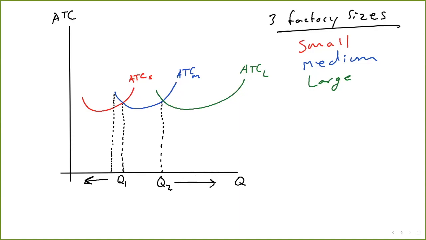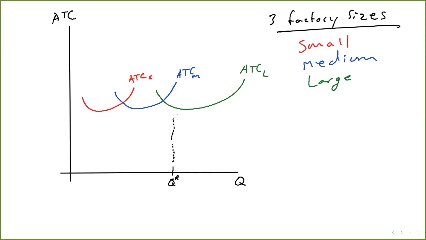And again, at this point, Q2, this says that if you're producing more than Q2, then the large factory is going to give you the lowest cost. So I want to make this clear. I'll explain it in a little bit of a different way. Let's say you're producing this much. We could either use the medium factory or the large factory. However, if we use the medium factory, this is going to be our average total cost.